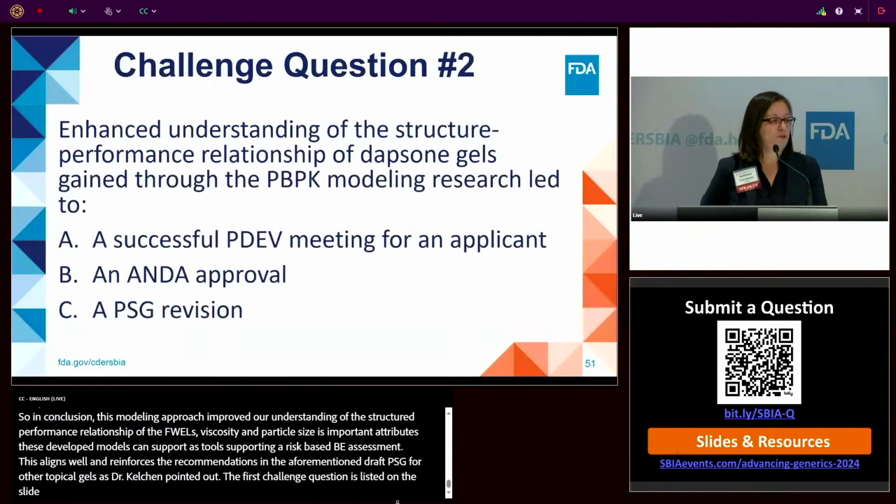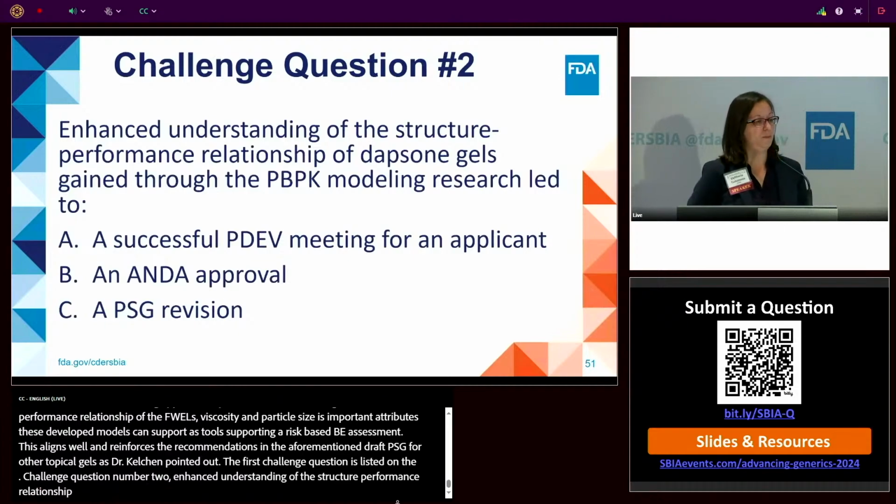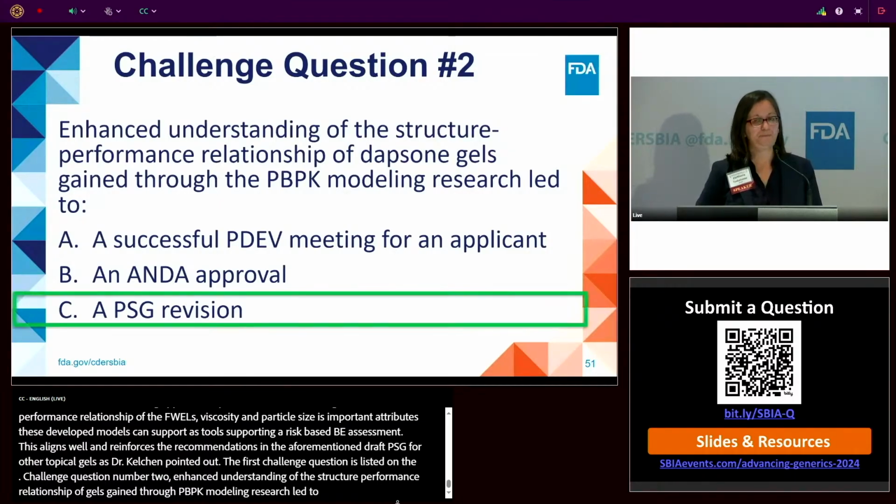Challenge question number 2. Enhanced understanding of the structure-performance relationship of Dapsone gels gained through the PBPK modeling research led to a successful product development meeting for an applicant, an ANDA approval, or a PSG revision. And the answer is a PSG revision.